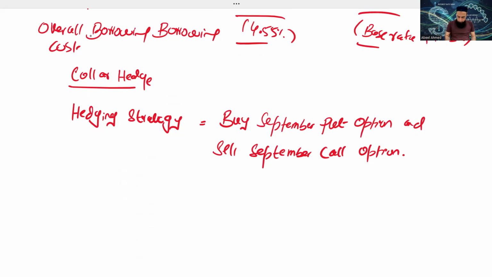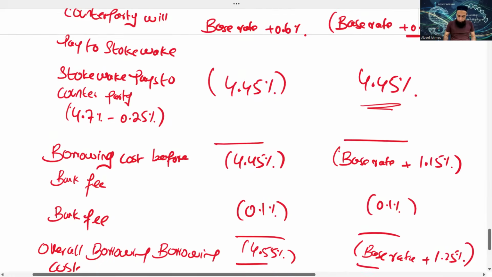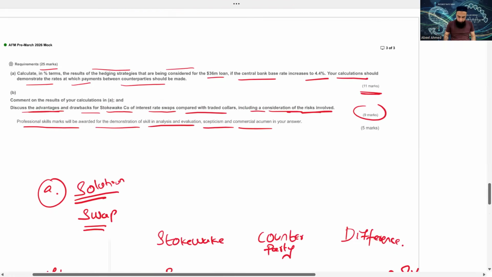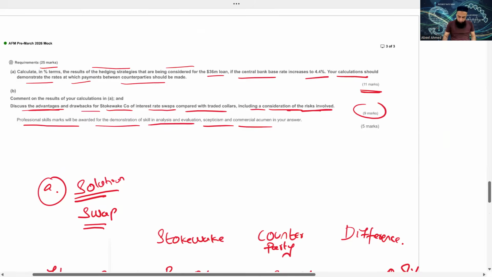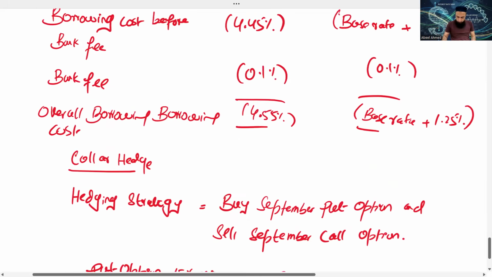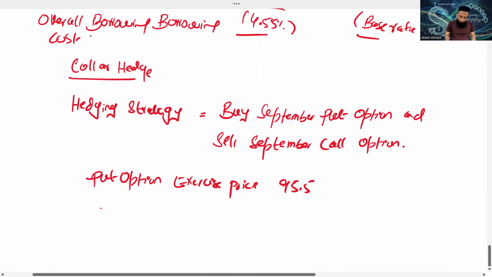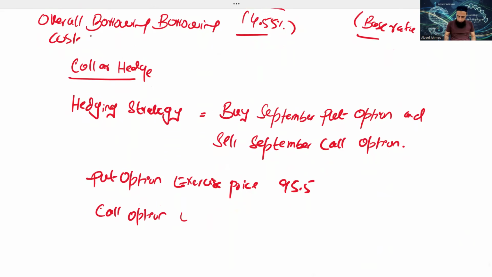Okay. Put option, exercise price 95.5. We put low, call is high. Call is 96. Call option, exercise price is 96.